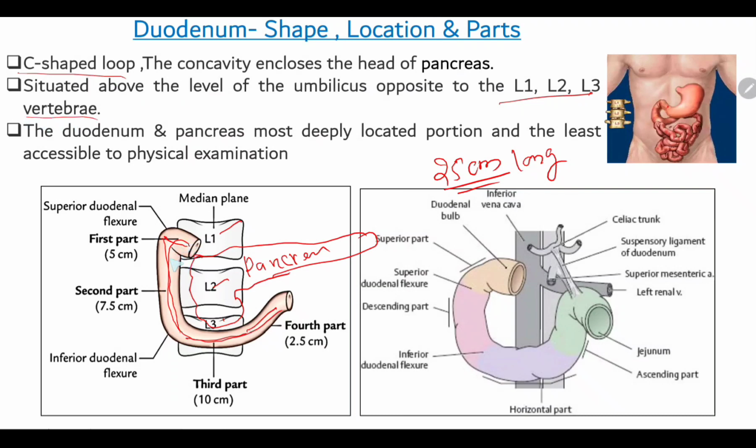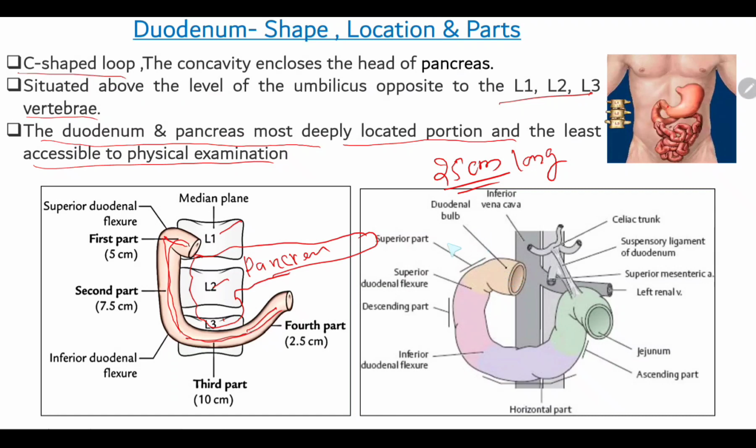Here we have the duodenum and the pancreas. The duodenum and the pancreas are the most deeply located part of the viscera and are least accessible for physical examination. During physical examination we cannot palpate the duodenum and the pancreas.